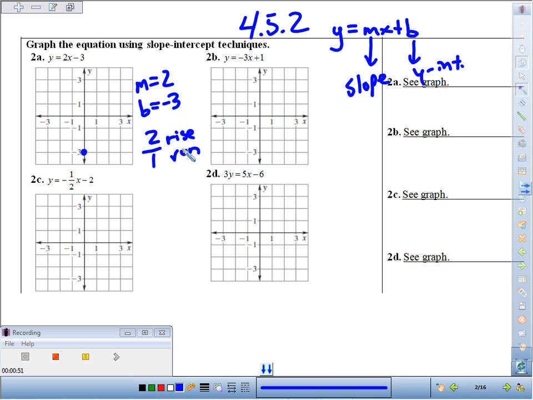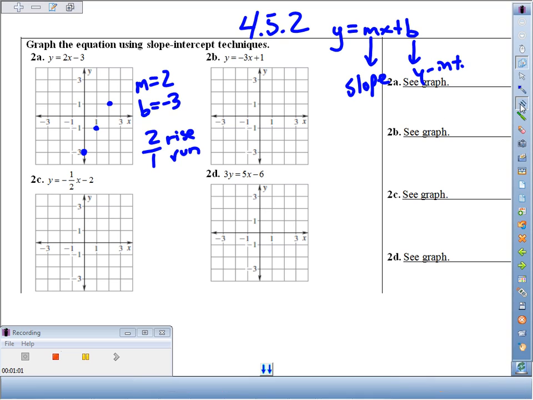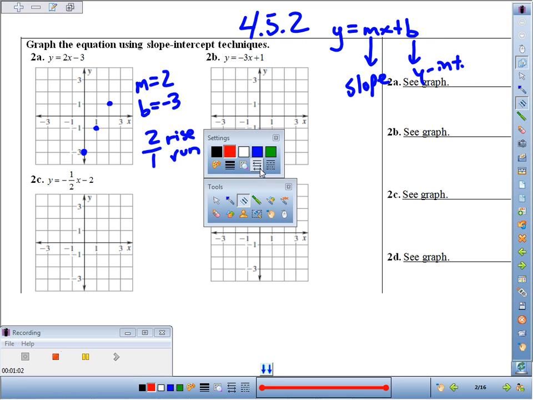Remember, slope is rise over run. So to move to another point, I'll rise 2, run 1. I don't have any specific domain, so I have to show that I can go anywhere on this graph. So I'll connect the dots.